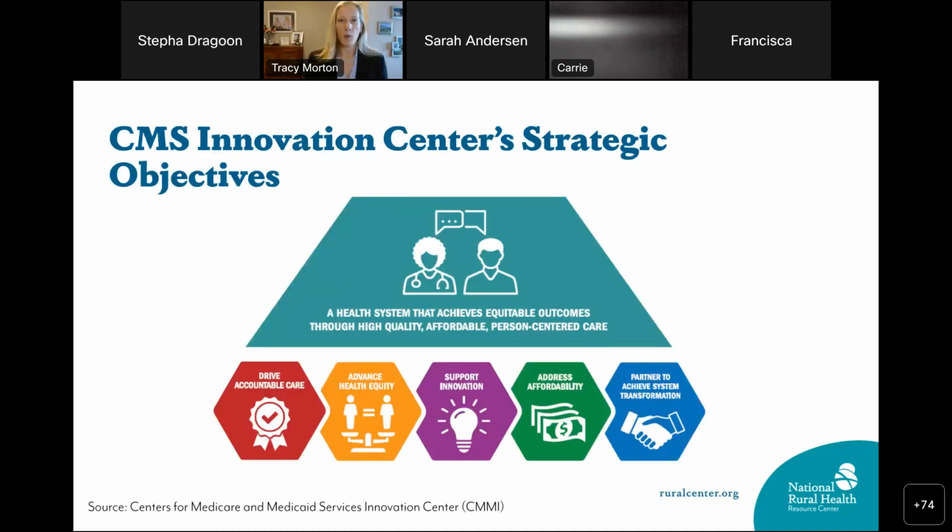To describe a little bit more about where, as a government, we're moving with value-based care, the Centers for Medicare and Medicaid Innovation Center is where the value-based models that are serving Medicare beneficiaries as well as Medicaid beneficiaries are being developed and rolled out through the country.